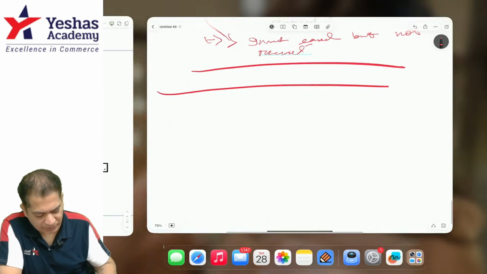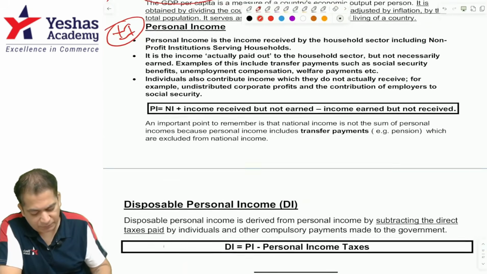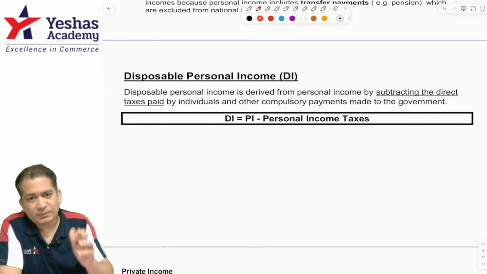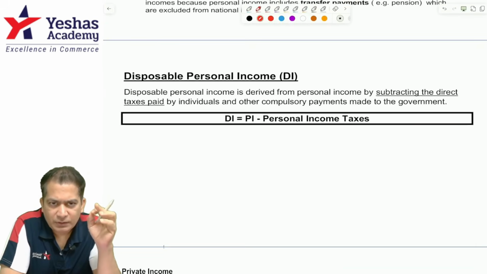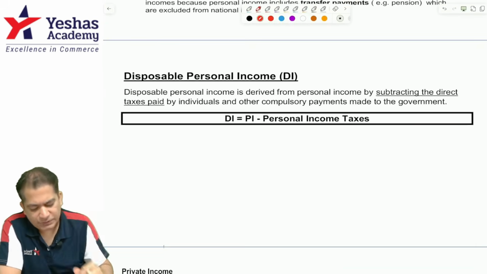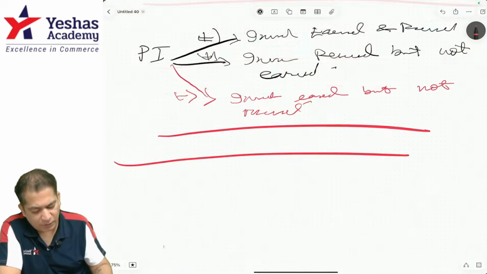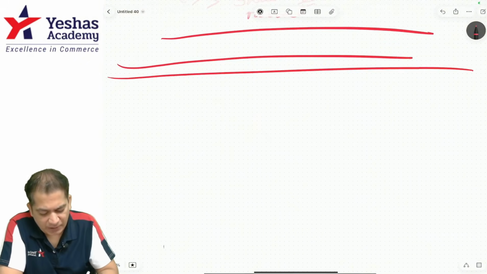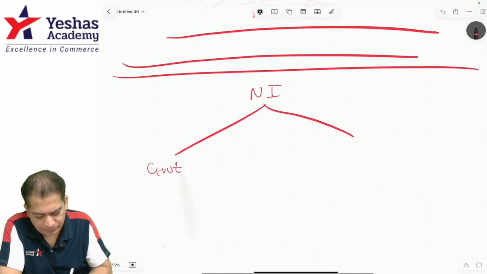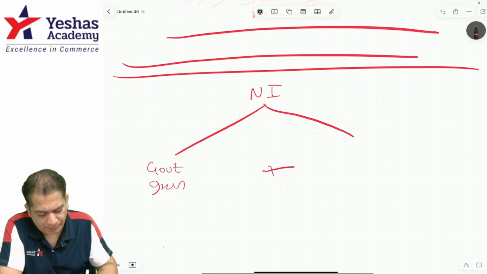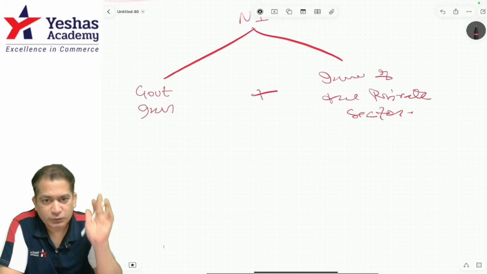All right. So that makes the distinction between personal income and national income. Disposable income: from the income, you deduct income tax. What is left is your personal disposable income. Now, private income. Remember, they also distinguish private income. Within the national income, you have the government's income plus the income of the private sector, which includes the household also.